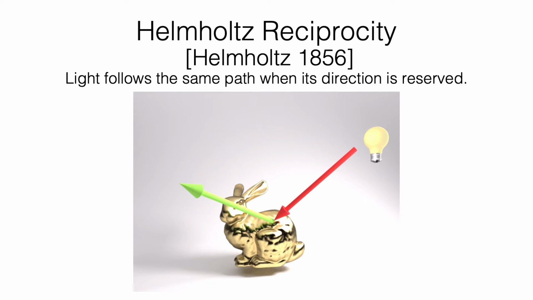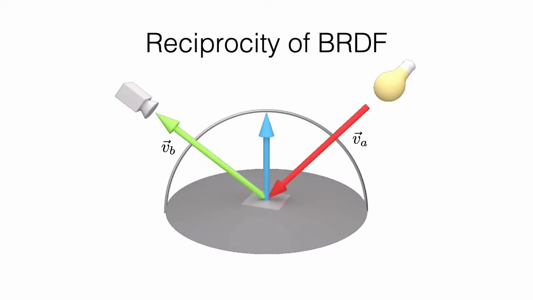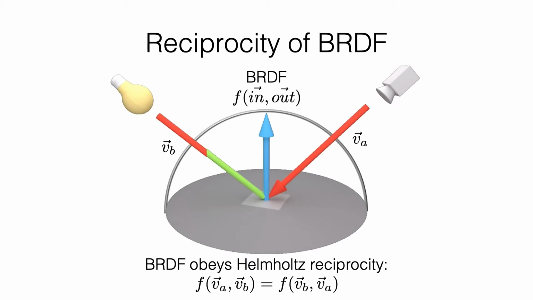This property of light is called Helmholtz reciprocity, as it was first described by the German physicist Hermann von Helmholtz in his book Physiological Optics, published in the 1850s. This theorem implies the reciprocity of surface reflectance. When modeled with the bidirectional reflectance distribution function, or BRDF, the BRDF value remains the same when evaluated at interchangeable viewing and lighting directions.